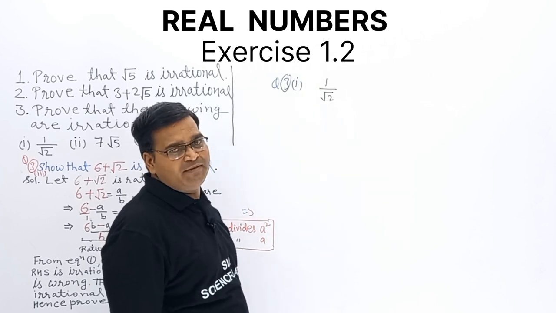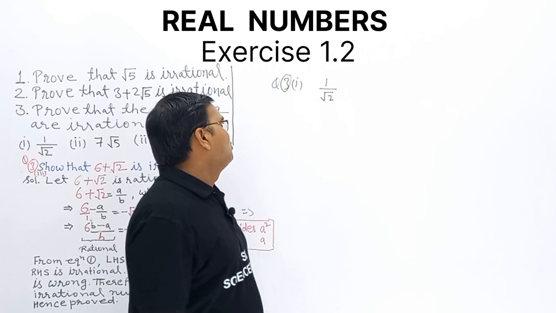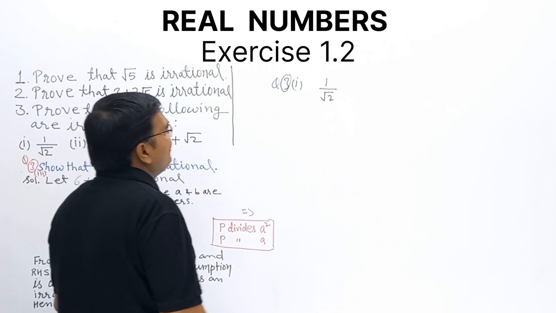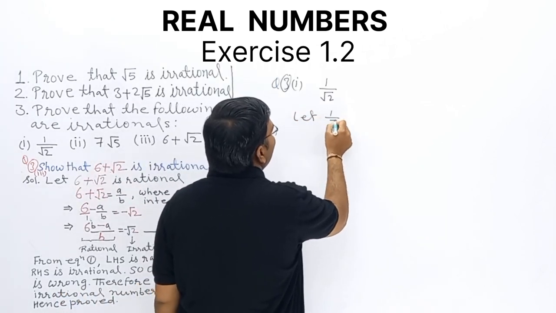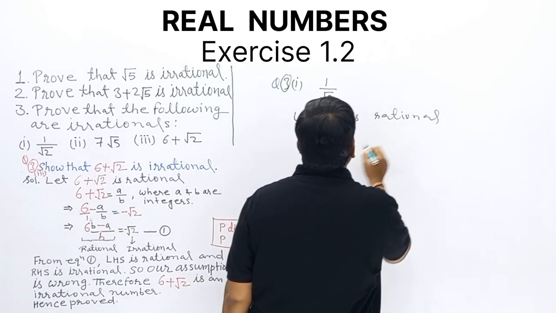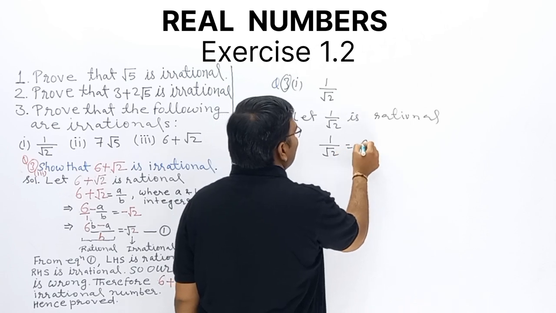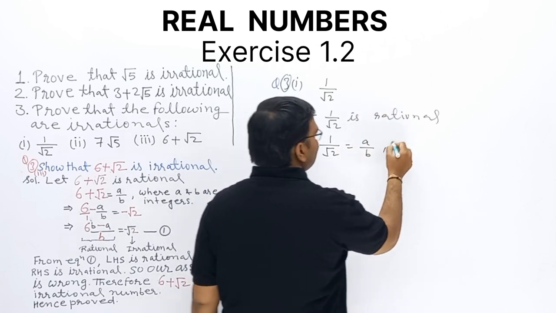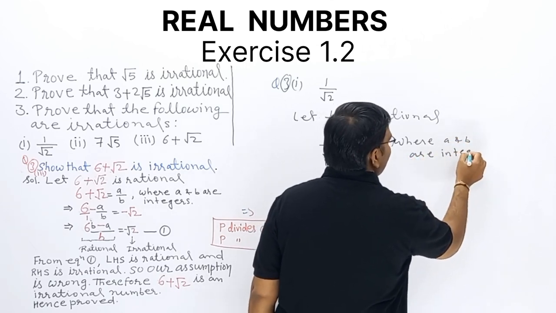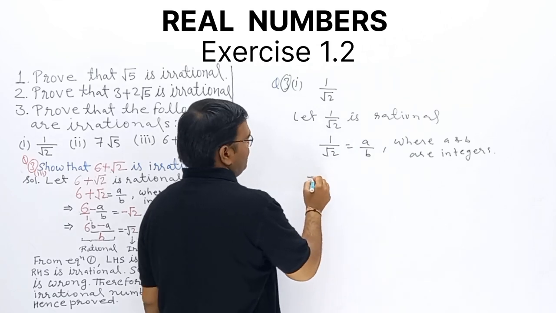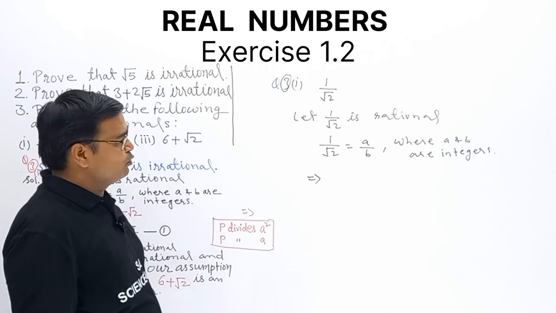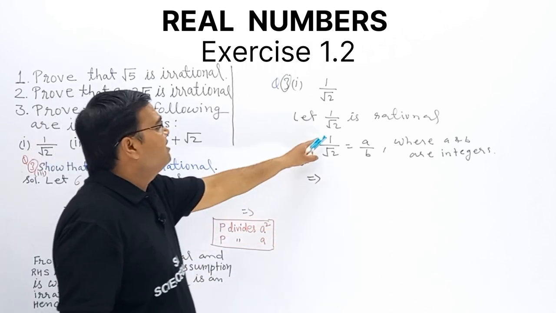And how will we prove this one? For proving this one, we will assume let 1 by root 2 be rational, then this number can be written as 1 by root 2 equal to a upon b, where a and b are integers. Now separate root 2. Root 2 is irrational, 1 is rational.